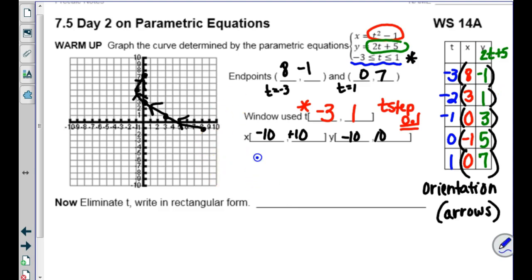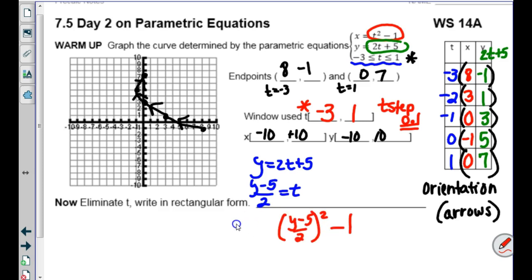Okay, so it says y equals 2t plus 5. What should I do there? Okay, and then what do I do to put it into the other equation? So it would say? And that was x equals, right? So after we solved this one for t, we put it into this one.